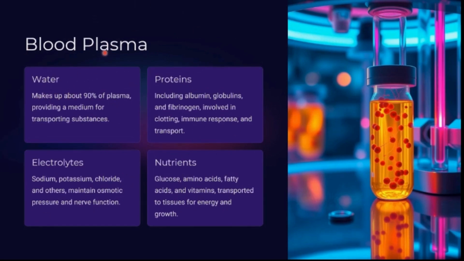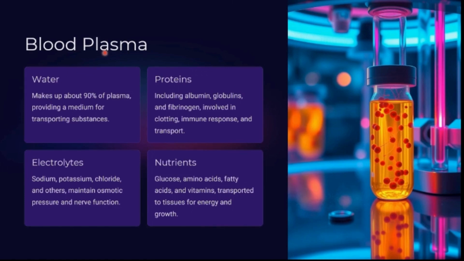Moving further to blood plasma now. This is the pale yellow liquid portion of blood, making up about 55% of its total volume. It is composed of 90% water, with the remaining 10% being dissolved substances such as electrolytes, nutrients, waste products, gases, hormones and plasma proteins.